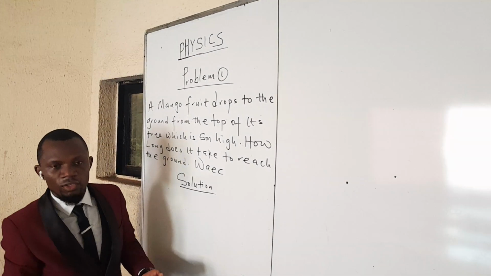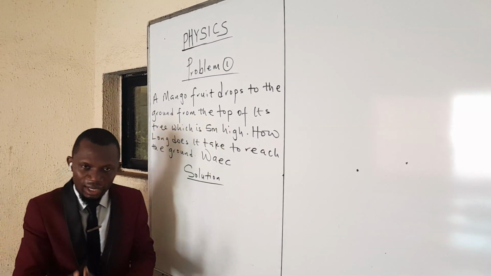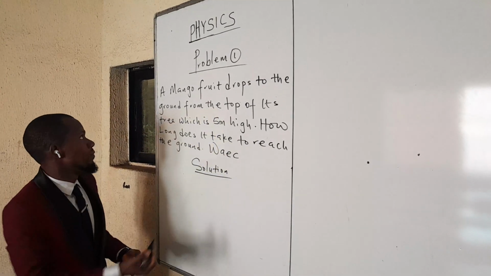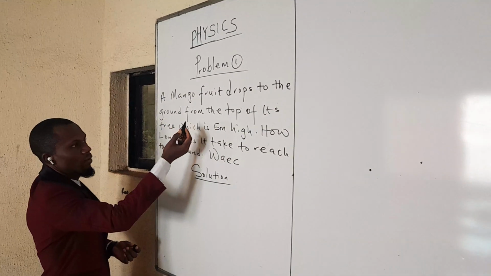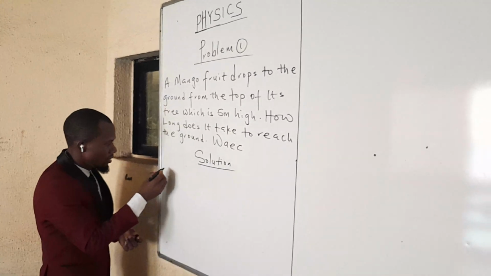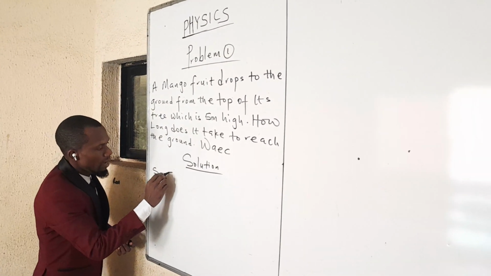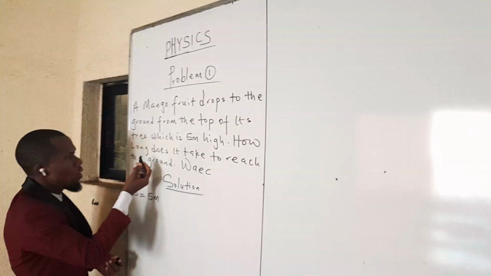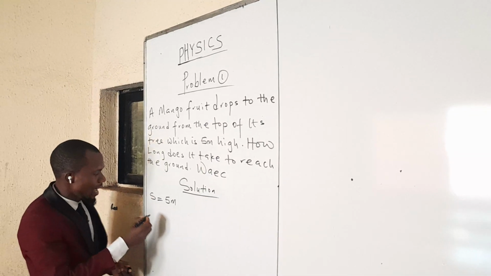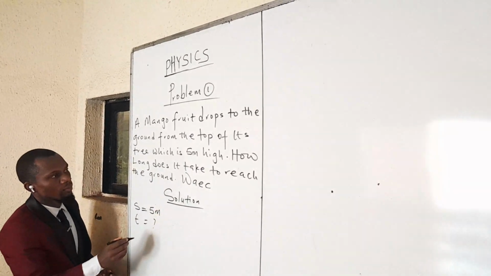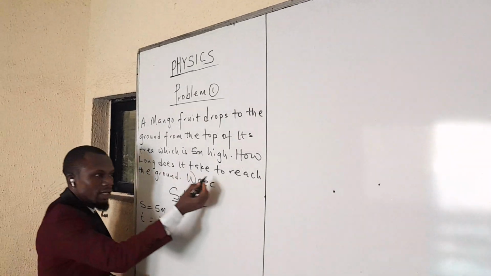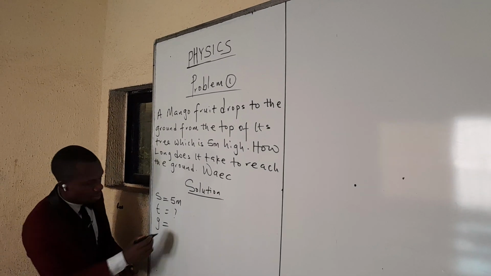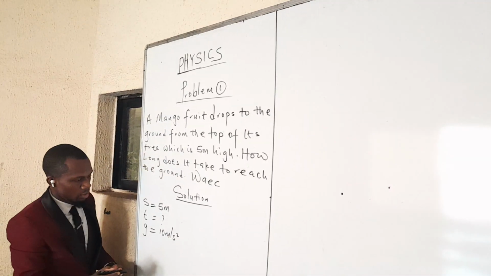Solution. The first thing I need to do as a physicist is bring out the parameters involved in this particular problem. It will help you to know exactly what you are doing. A mango fruit drops to the ground from the top of its tree, so the height is 5 meters. How long does it take? That means the time, which is unknown. It takes to reach the ground, which is very important. My acceleration due to gravity is 10 meters per second squared.